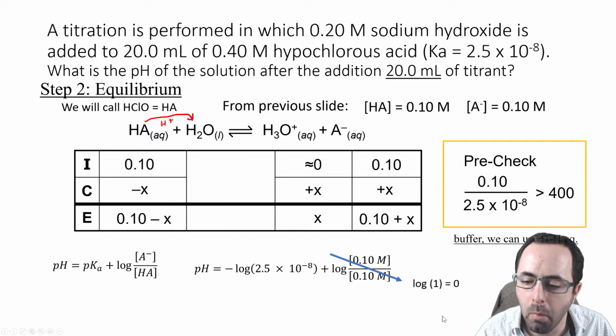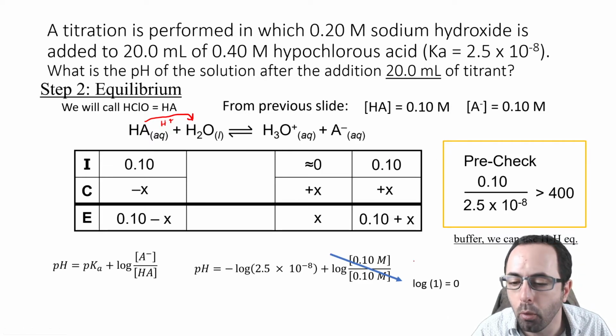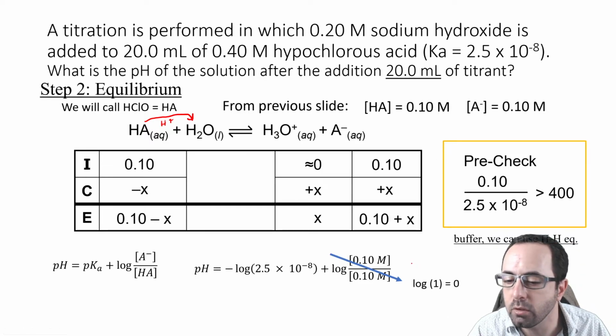Another reminder here, this is going to become more and more important as we move on to later chapters too, is that if you have the log of a number that is less than 1, that is going to be a negative number. And if you have the log of a number that is greater than 1, that is going to be a positive number. And if you have the log of 1, that is 0.